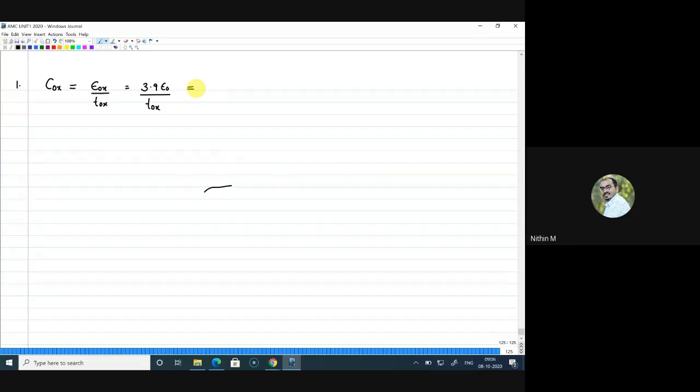Yes, it is 2.87 millifarad per meter square. Very good. So I'll just note down the answers. For others, you can solve this and verify with the answers. Very good, very good. Manju, Manikandan, and Kirtana.